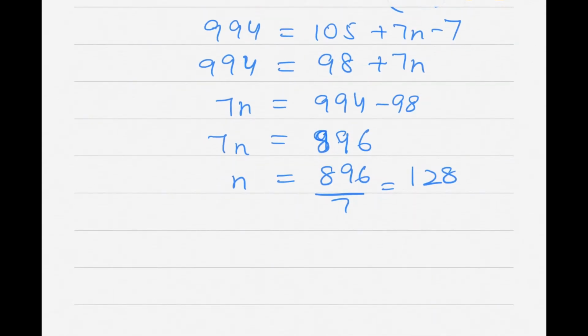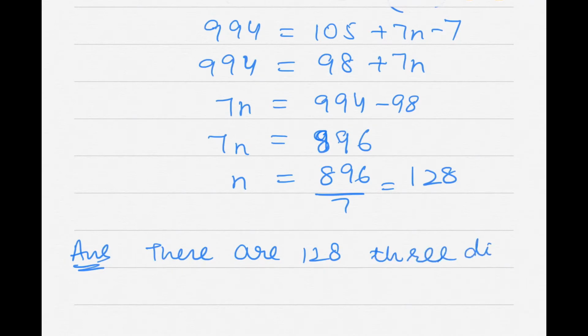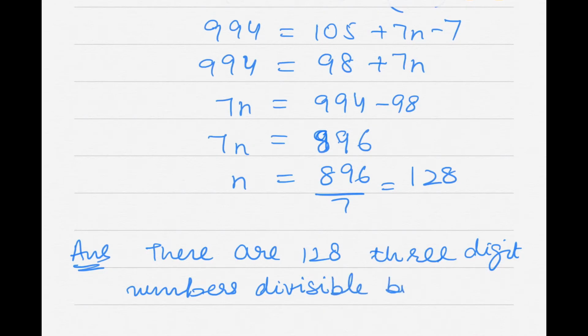So the answer I can write down is that there are 128 three-digit numbers which are divisible by 7. Correct. So you can see similar types of questions can be there. How many two-digit numbers are there which are divisible by 3, or anything they can give. So I think you should be able to do that.